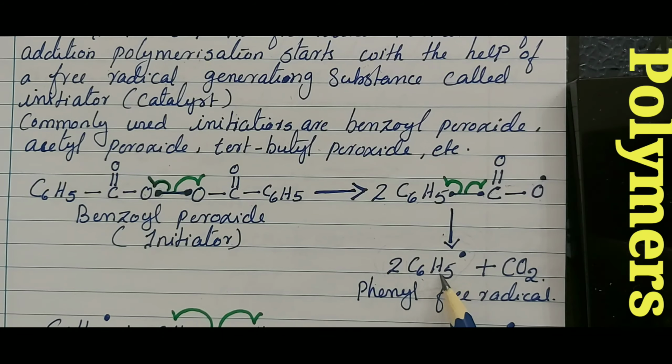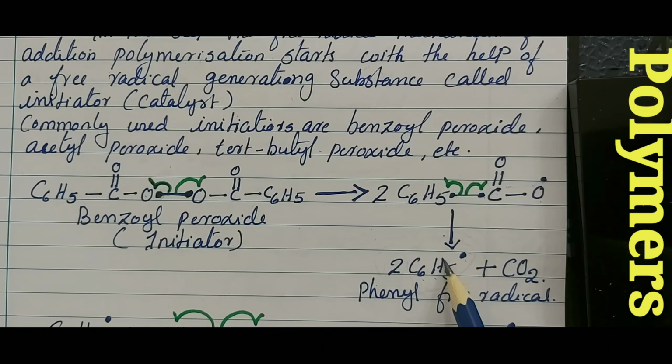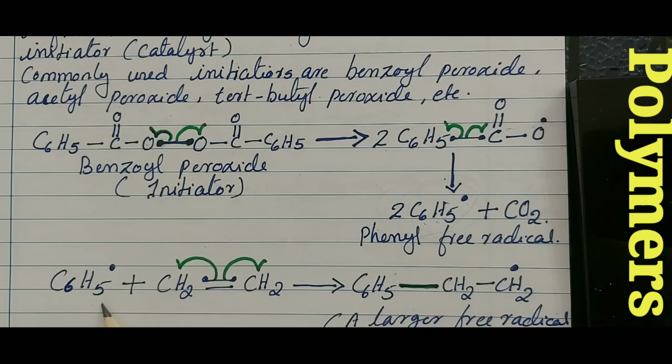Now what will this free radical do? This free radical will initiate the addition polymerization. So we are taking the polymerization of ethene to polyethene just to illustrate this particular mechanism. You can see here, this is the phenyl free radical formed. This is initiating a bond cleavage in ethene. Ethene is the monomer of polyethene. Double bond means one is a sigma bond, the other one is a pi bond.